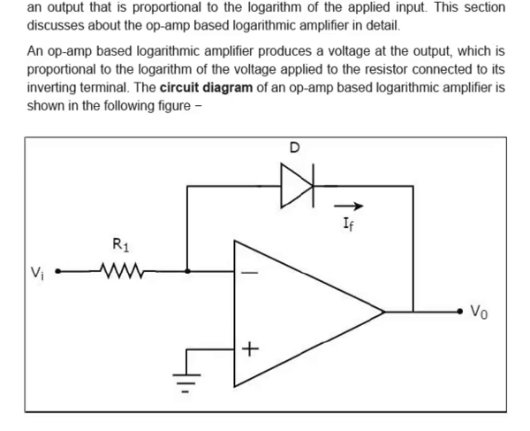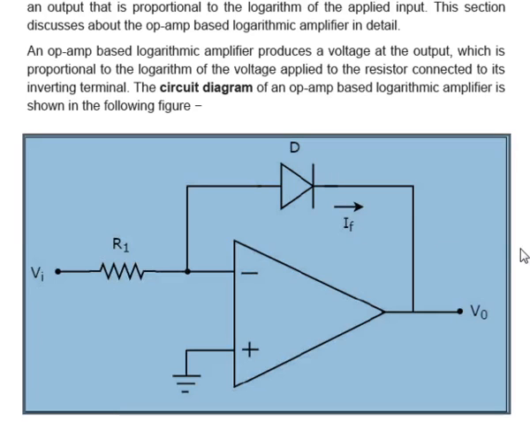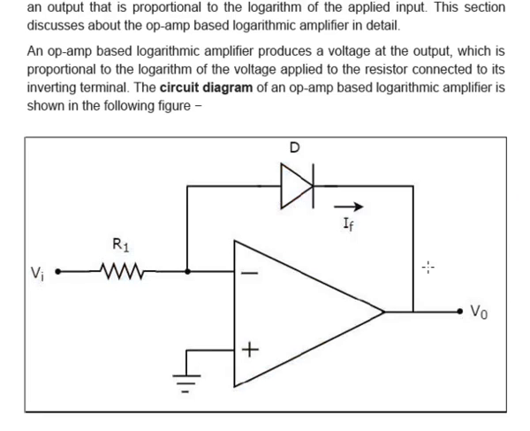So this is the circuit of the logarithmic amplifier. What you find here is that the non-inverting terminal is grounded and we have applied a voltage at the inverting terminal through a resistance R1. In the feedback circuit we have used a p-n junction diode through which the diode current IF flows when the diode is forward biased.